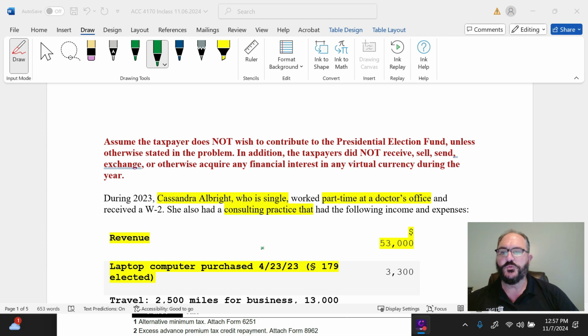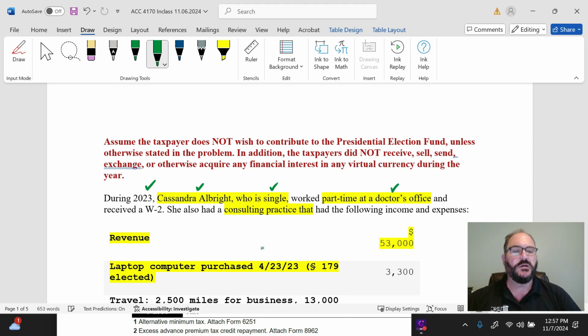So we got a 2023 return. We got Cassandra. She's single. She works part-time in a doctor's office. So what does that mean? That means W-2 income. Okay, that's on the 1040, right? Then she's got a consulting practice. Okay, and they don't tell you any kind of corporation or anything, so this is going to be Schedule C, right? And this is going to be W-2. It's going to be on the 1040, right?